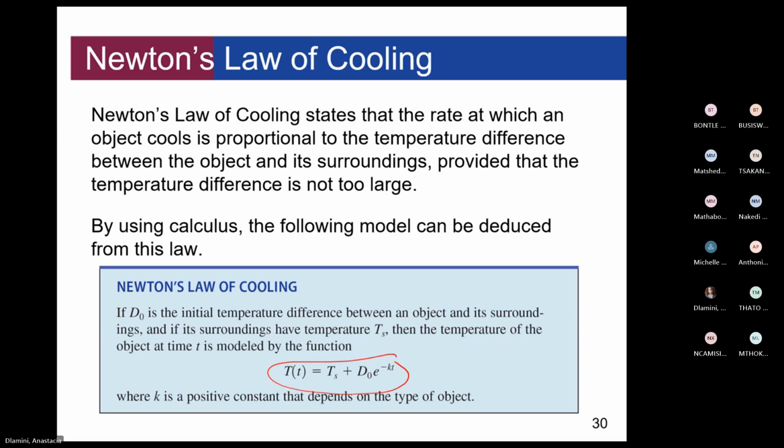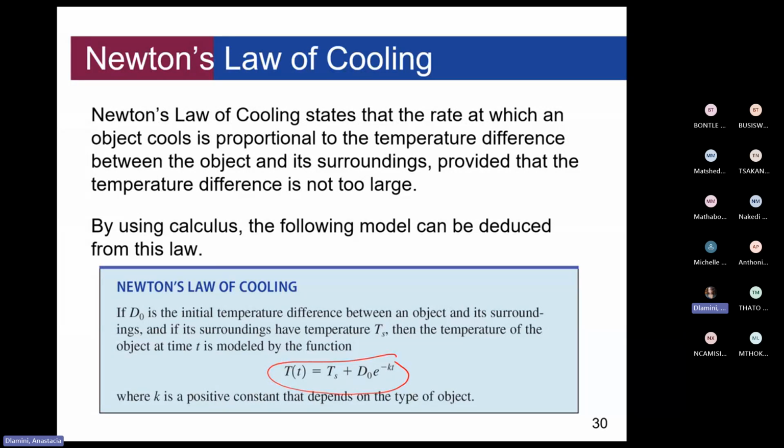We are together. So they say where K is the positive constant that depends on the type of an object. Sometimes, guys, it might be gold cooling, for example, a metal cooling or a mineral cooling. It doesn't necessarily have to be like water or something else. It can be your soup cooling even.